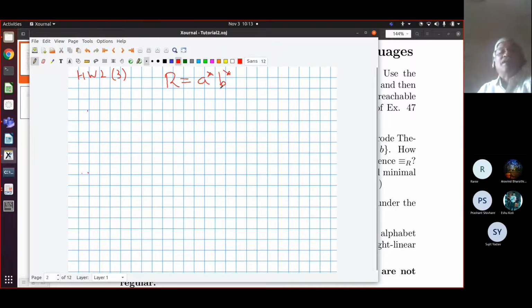This is my regular language, and the question is to find the language-induced equivalence classes for this language. There are 2 ways to do this. One is by guessing, or the other is by constructing the minimum DFA for this. So let's try to do this directly. What will be the equivalence class of the string epsilon?